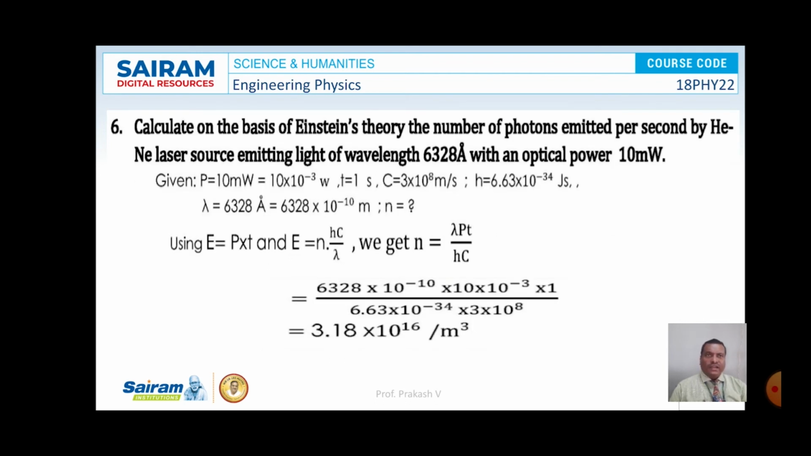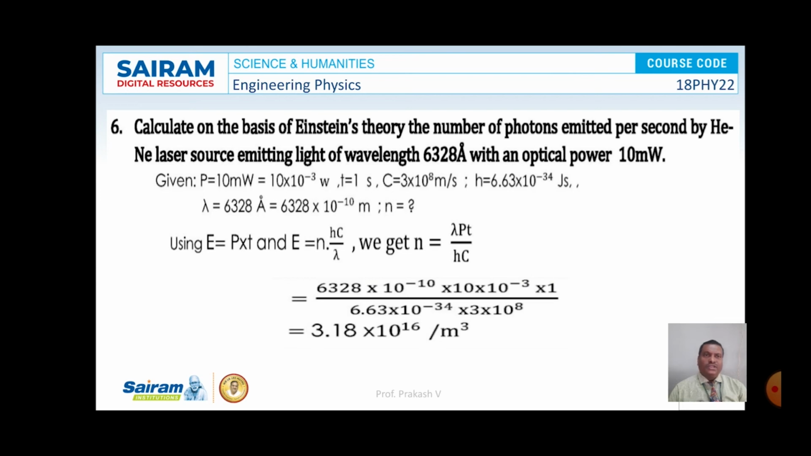Sixth one, calculate on the basis of Einstein's theory the number of photons emitted per second by a helium neon laser emitting light of wavelength 6328 angstrom with an optical power of 10 milliwatts. So power P is 10 into 10 to the power minus 3 watts, t is 1 second, and c is 3 into 10 to the power 8 meter per second, and h is 6.63 into 10 to the power minus 34 joule second. And the value of lambda is 6328 angstrom. So what is the number of photons emitted?